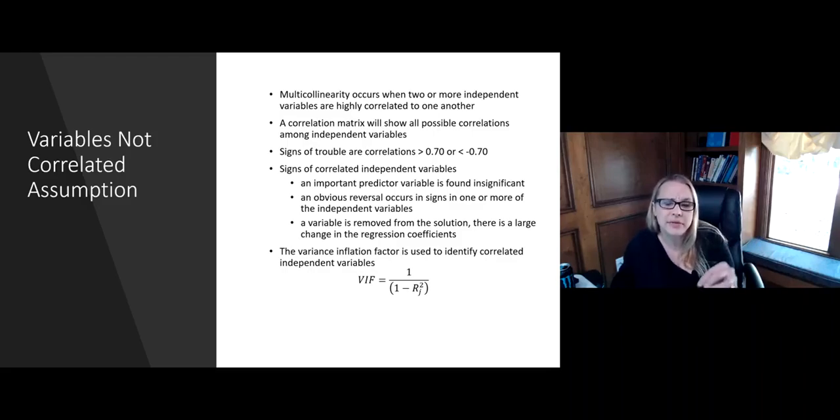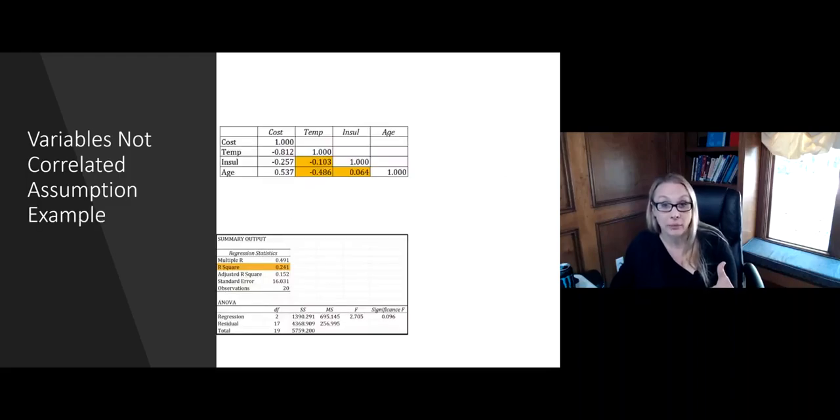And what VIF stands for is variance inflation factor. What that means is that by including that variable in your model, you are inflating the amount of variance that's explained. And you could be inflating it in a positive way, which would make your R squared go up, or you could be inflating it in a negative way by making your R squared go down.